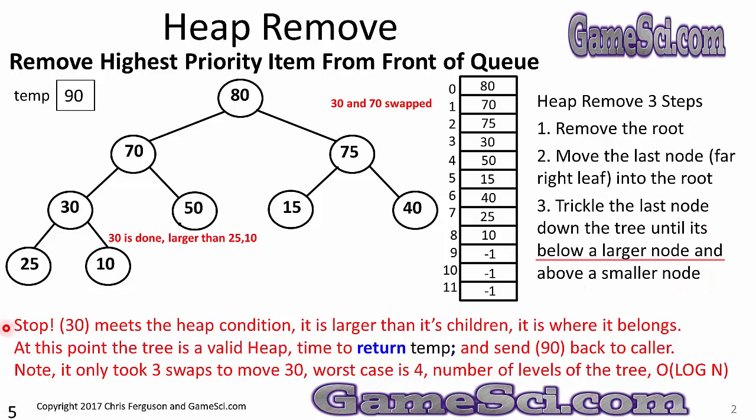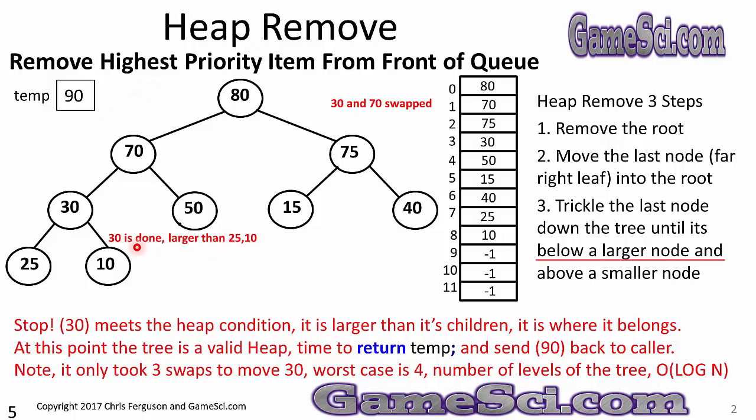Time to stop. 30 meets the heap condition. It's larger than its children. It is where it belongs. At this point, the tree is a valid heap. Time to return the temp variable, the 90 that started all this. Remember, we're removing the largest item from the heap. That's 90. It's time to send that 90 back to the caller.